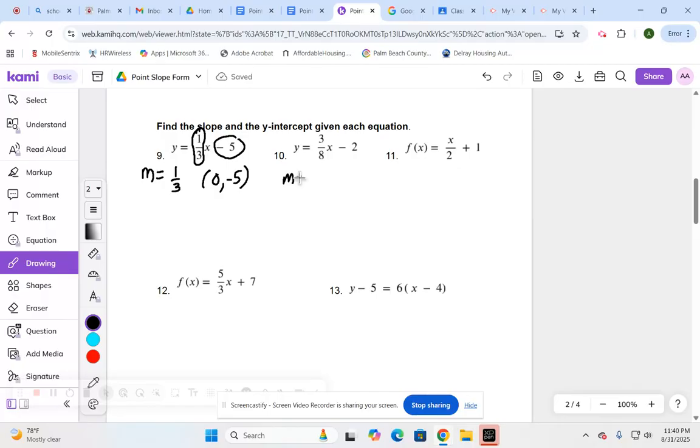All right, let's look at the next one. Our slope is the number or fraction or decimal in front of x. That would be 3/8. And this is our y-intercept. Okay, this is where the line crosses the y-axis. In that case, x has to be 0 when the line crosses the y-axis at negative 2.